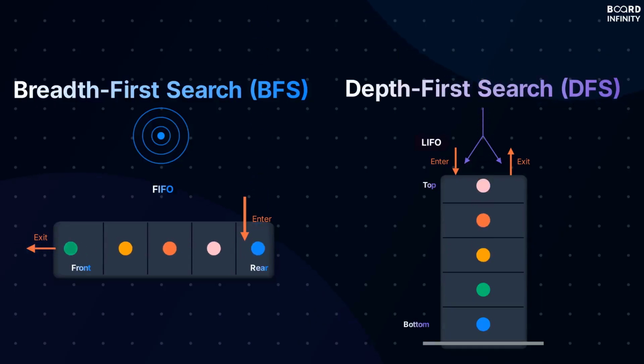In breadth first search, the exploration order is managed by a queue data structure which operates on a first in, first out or FIFO principle. This means the first item added is the first one processed, ensuring a level-by-level traversal. In contrast, depth first search uses a stack which follows a last in, first out or LIFO principle. The last item added is the first one out, allowing the algorithm to dive deep into a path before backtracking.